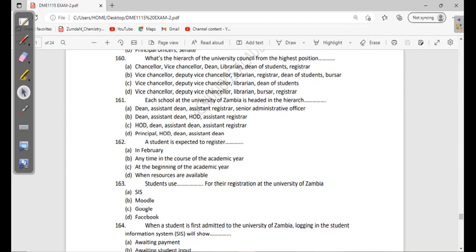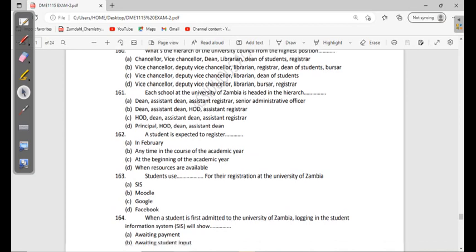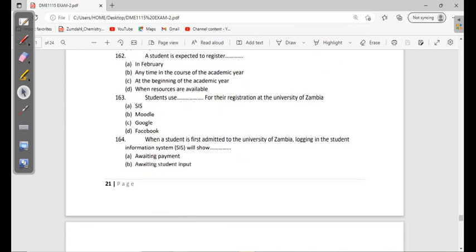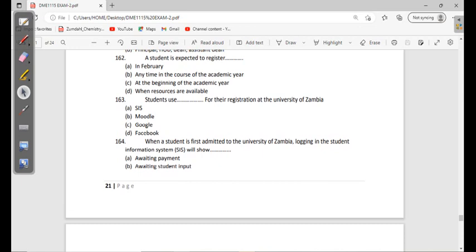162. A student is expected to register in February, anytime in the course of the academic year, at the beginning of the academic year, when resources are available. What do you think? So every student is expected to register at the beginning of the academic year.